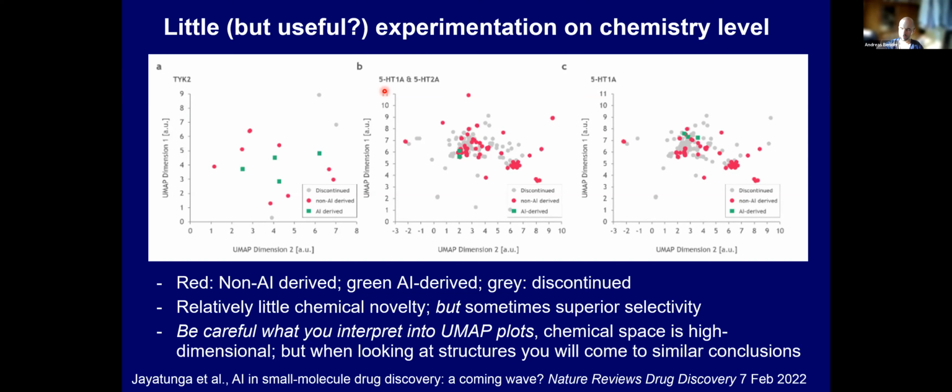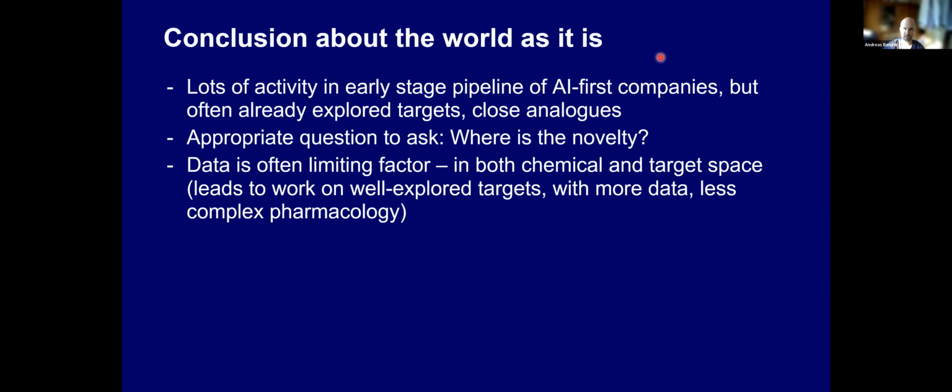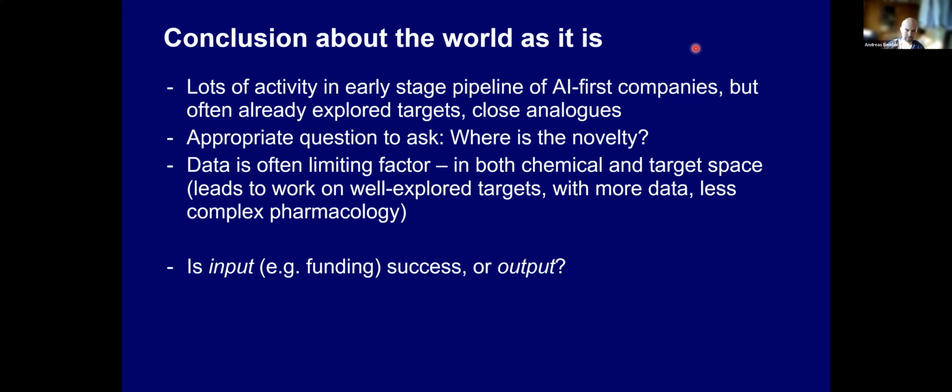For novel target classes, you don't have data, right? But you need that for generative models and so on. But right now, there's quite a lot of focus on areas where the data is, and that is then the trade-off to novelty. There's less novelty in biological space and chemical space than you would expect, basically. So lots of activity, but actually there's little coming into the clinic. Appropriate question to ask, where's the novelty? And data is, of course, limiting. And always keep that question in mind.